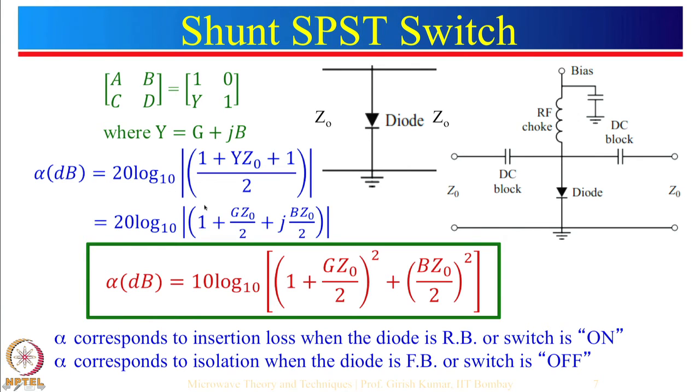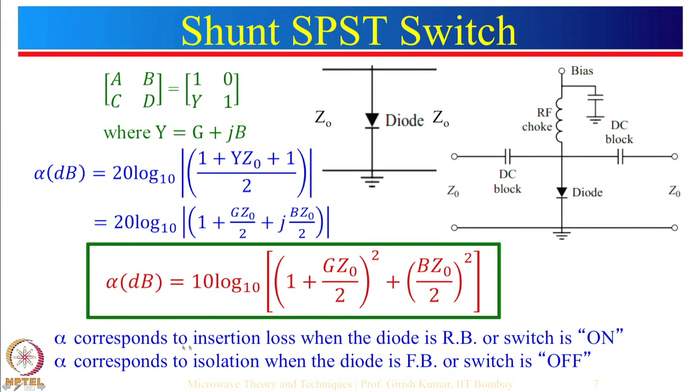You can recall that this expression is 1 divided by S21, which is nothing but the normalized A, B, C, D values. What is A? A is 1. What is B? B is equal to 0. What is C? C is Y multiplied by Z0, and D is 1, all divided by 2. Now we can separate the real and imaginary terms. Y is equal to G plus jB, so we write it in this fashion and then take the magnitude of this expression. This is the expression for the shunt SPST switch.